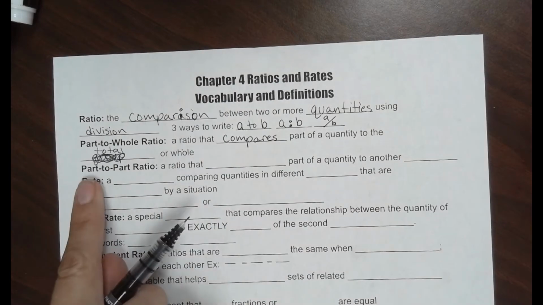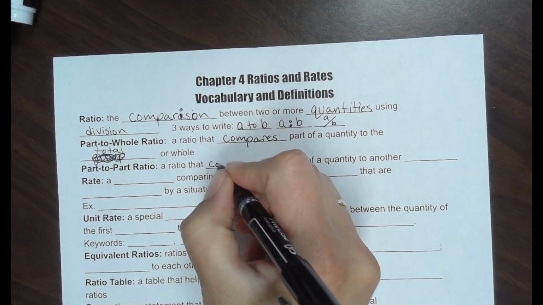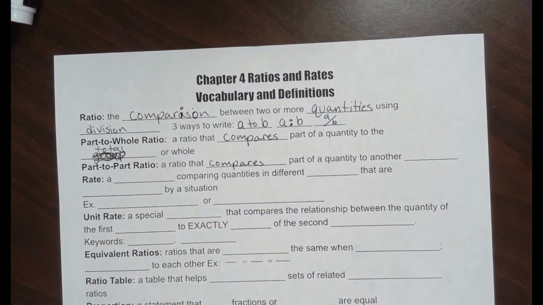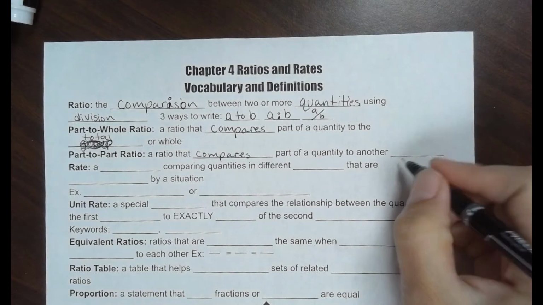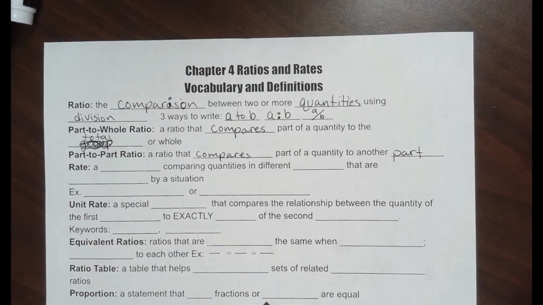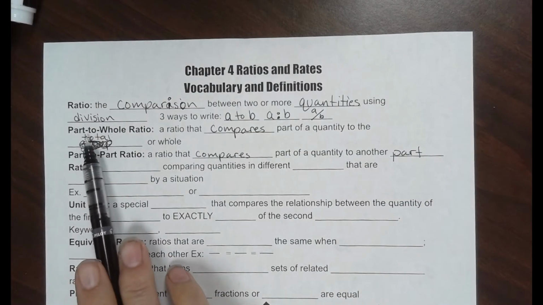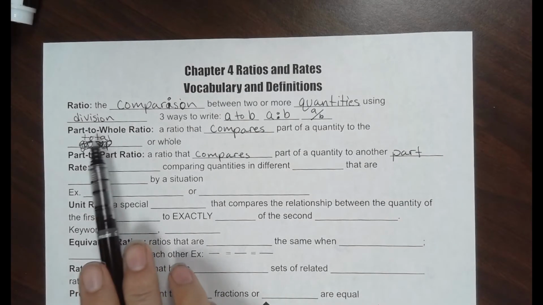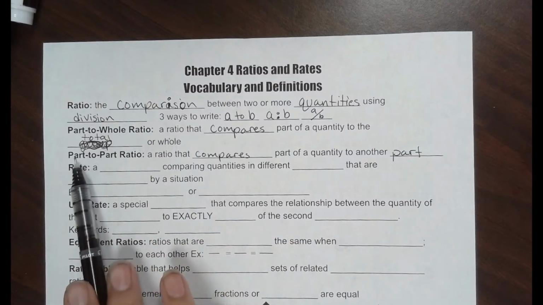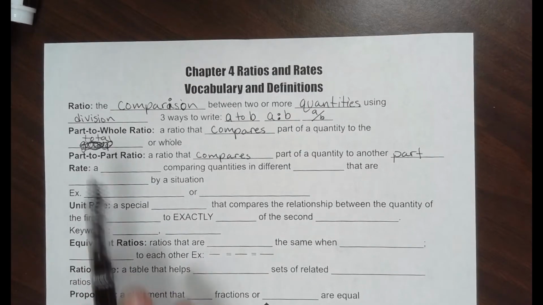Okay, the other kind of ratio we will have is a part to part ratio. It's a ratio that compares part of a quantity to another part. So this is when you're going to compare two different things. So up here, let's say we had green marbles and red marbles. A part to whole would be the red marbles to all the marbles. This would be comparing the red to the green, part of them to the other part of them.